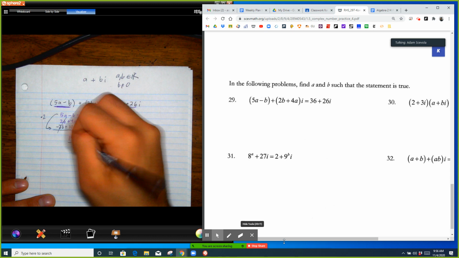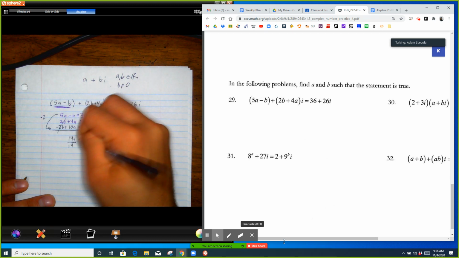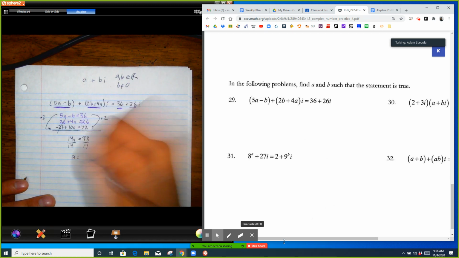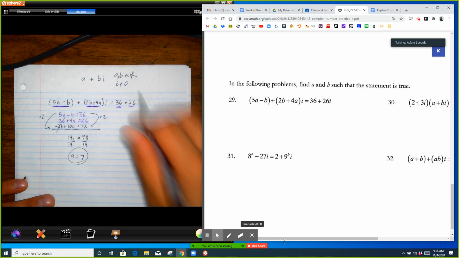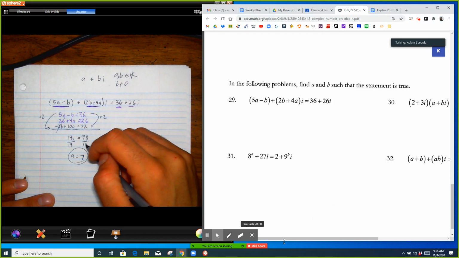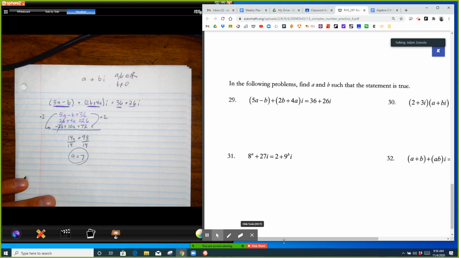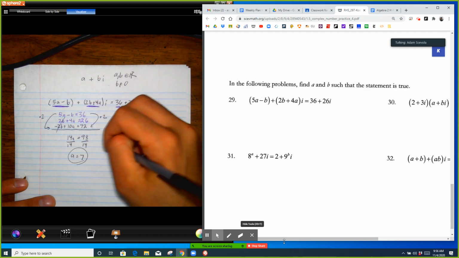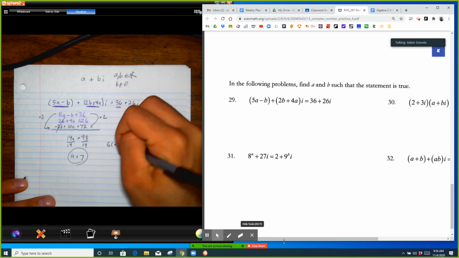Now to find b, I could just finish solving the system by taking one of these original equations and plugging in 7 for a. So 5 times 7 minus b equals 36. And then we get 35 minus b is equal to 36. Subtract 35, divide by negative 1, and we get b is negative 1.